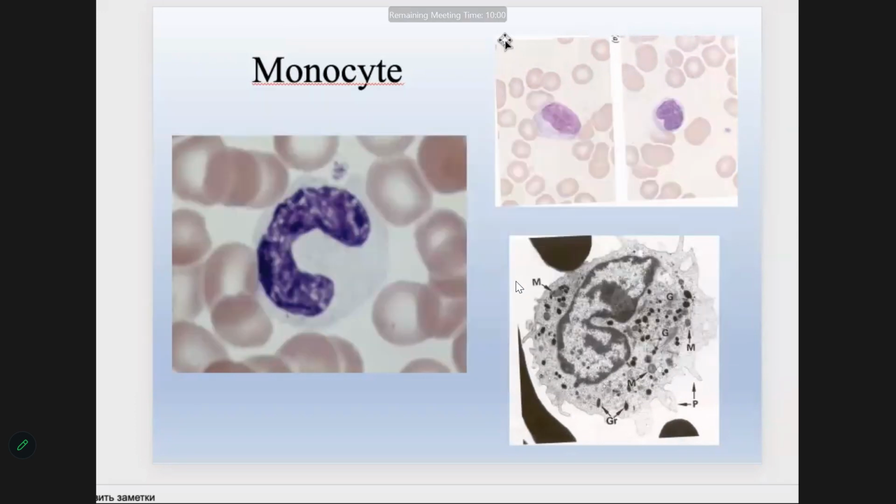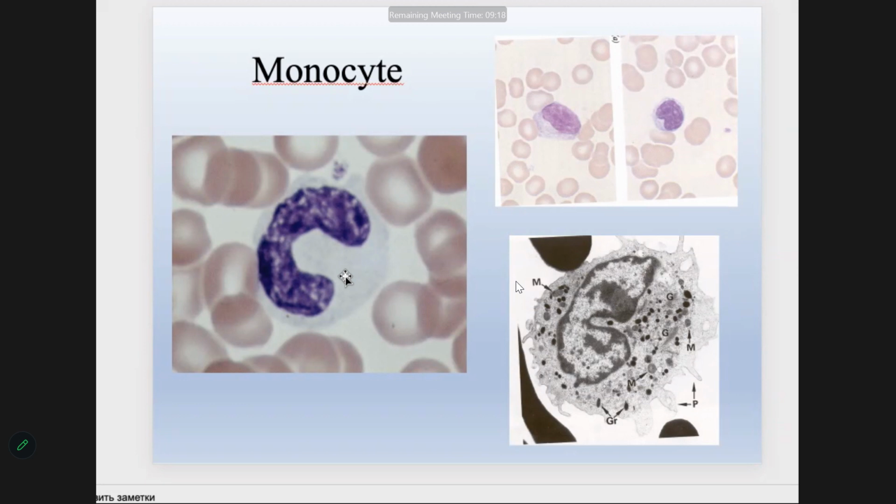Morphology of monocyte. These are the largest leukocytes, their size up to 20 micrometers, the largest cells in the blood. Look at this. This type of leukocyte is characterized by the presence of a bean-shaped nucleus and a large volume of cytoplasm with all common organelles. Granules are not present. This is an agranulocyte.